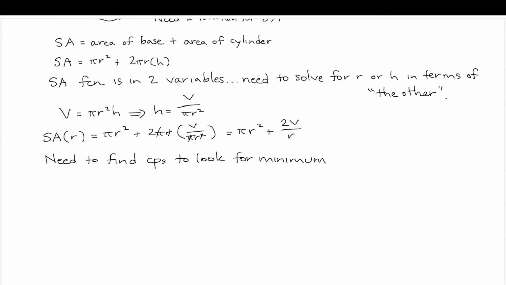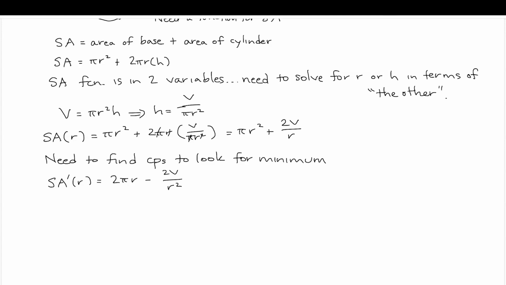So I'm going to take my surface area function and find its derivative. The way I find critical points is I find where the derivative is either 0 or undefined. And so the derivative here is 2 pi r minus 2v over r squared.